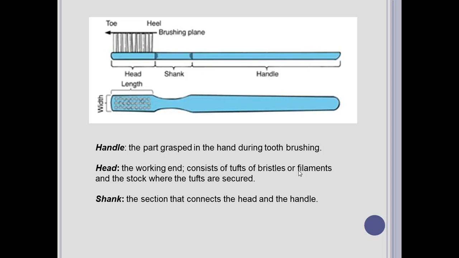So there are 3 different basic parts of the toothbrush. You have the handle, obviously, and then the shank, almost like an instrument, and then the head or the bristles of the toothbrush.